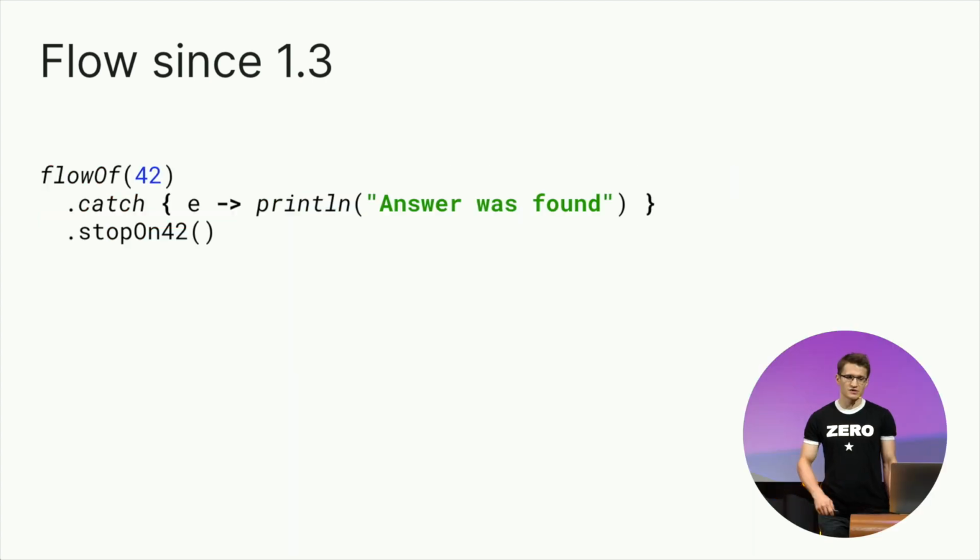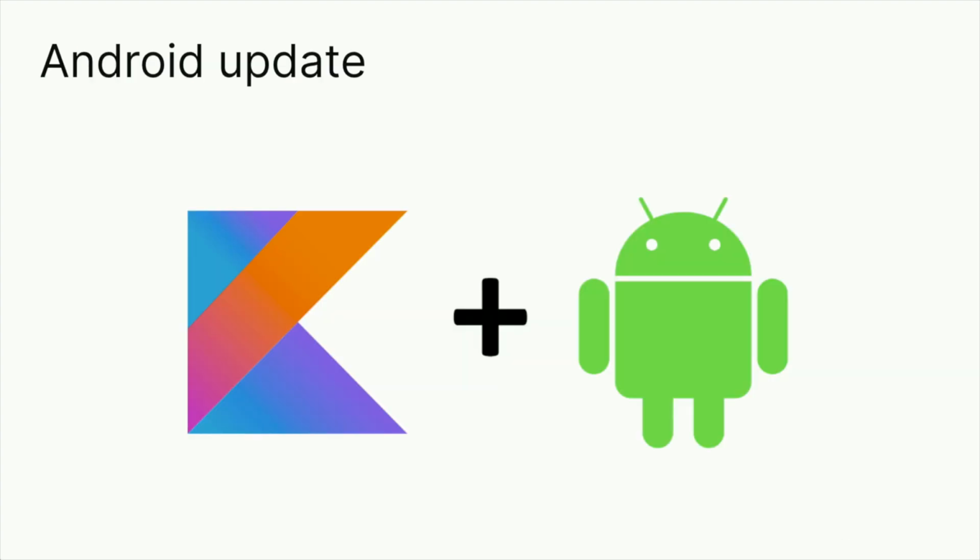At the end, we'll have this: a simple, concise flow of single element with a declarative catch operator that handles an exception and a terminal operator. And that's it. Let's move on to the general coroutines updates, starting with Android-specific ones.